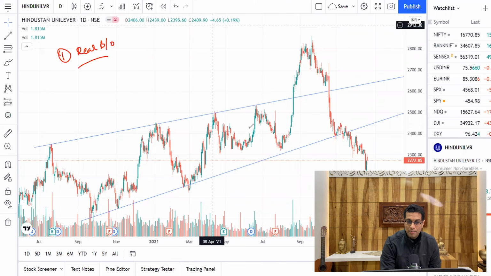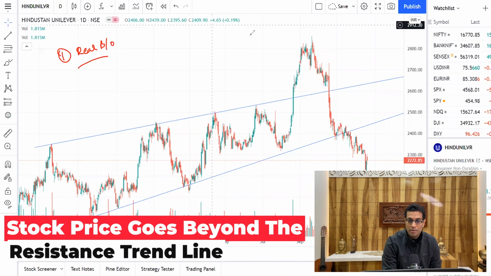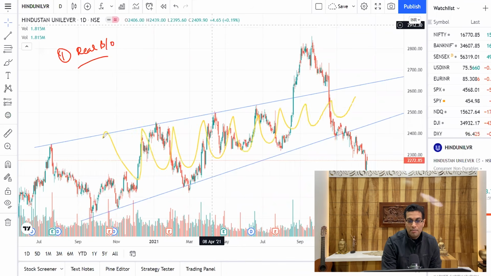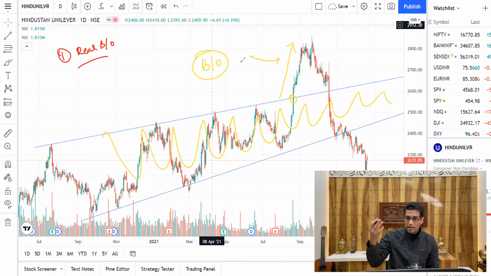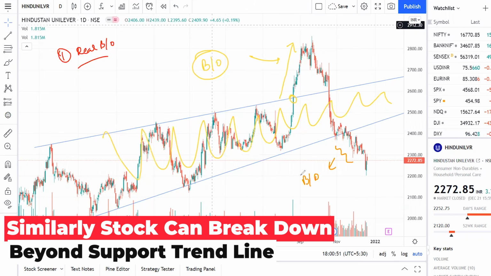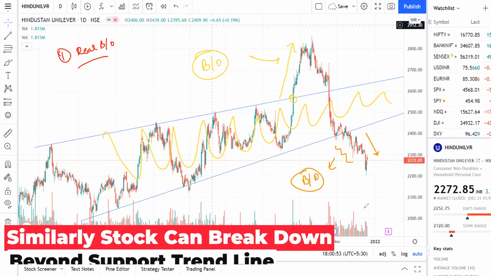So real breakout simply means that it has broken apart from this channel. What channel am I talking about? Let me just color it up once more. So this is the yellow channel that I'm speaking about. This is the main channel, and the stock has broken out of this channel and has given a run up. So this is called a breakout because the stock gave significant returns once it broke through this channel. Similarly, a stock can break down also, and here is where the stock is breaking down. So I hope this simple concept is clear.